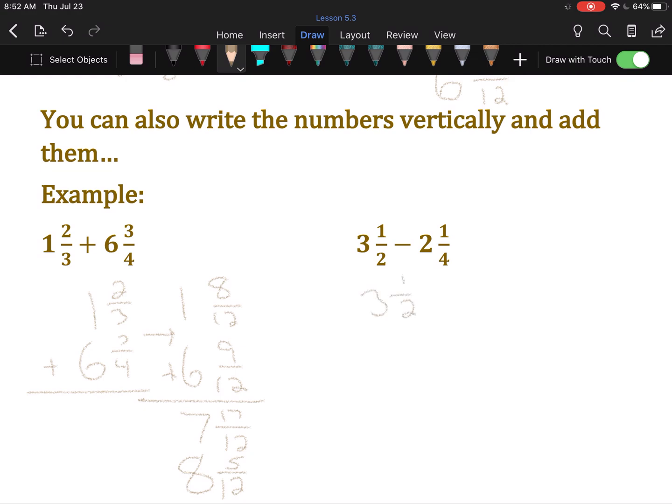Last example now, we have 3 and 1/2 minus 2 and 1/4. Those fractions aren't the same yet, so we're going to change them. The common denominator is 4. So the 1/4 gets to stay in the bottom. In the top fraction, how does 2 become 4? Doubling. So I'm going to double the 1 in the numerator to make it 2. Now we can subtract. 3 minus 2 is 1. 2 minus 1 in the fractions is 1/4.